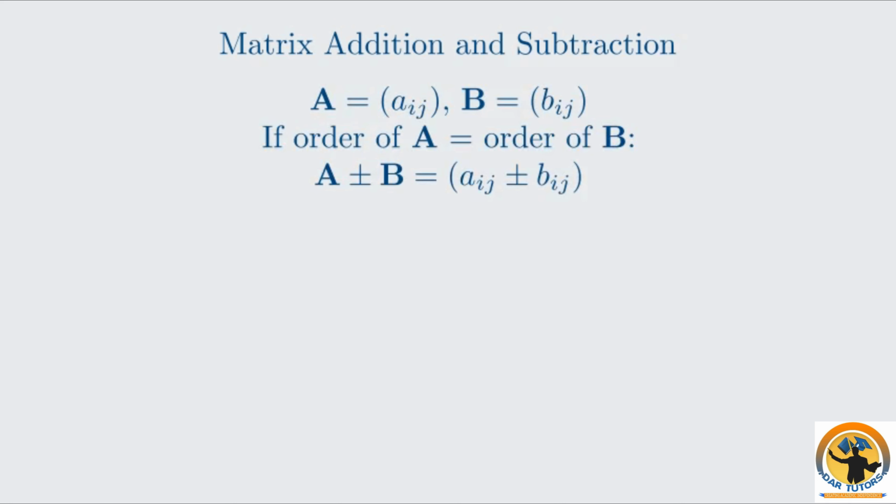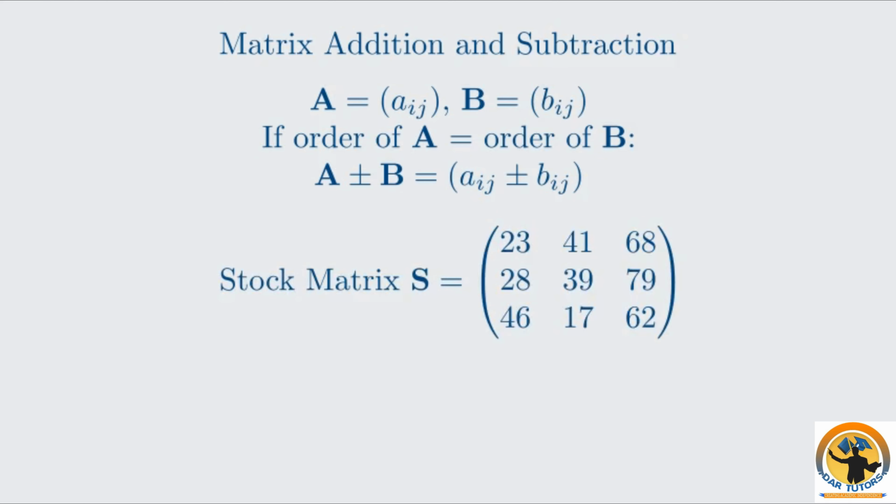Let's use an example from a clothing store. Thao has 3 stores, A, B, C, and we have a matrix showing her current stock levels for dresses, skirts, and blouses. This is her current stock matrix. Notice its order is 3 by 3.